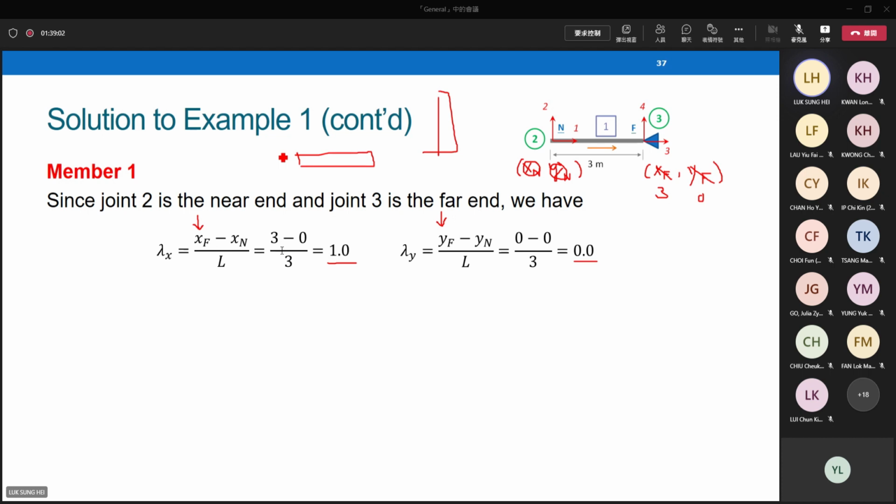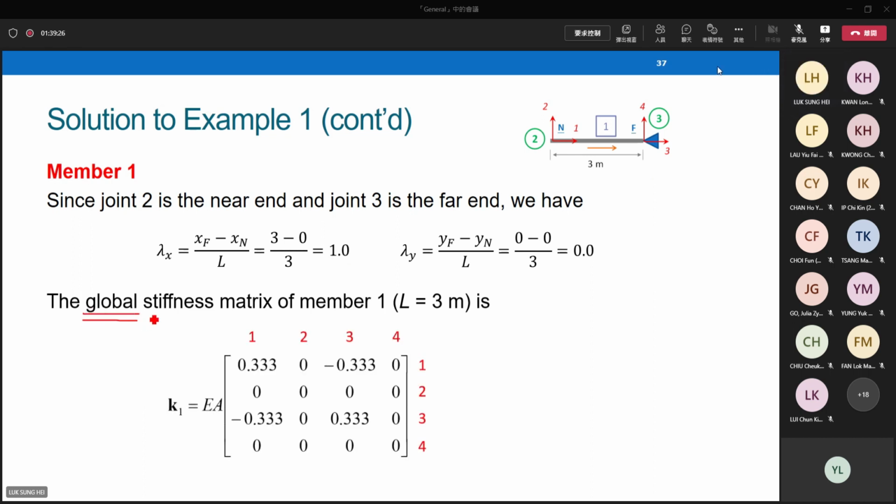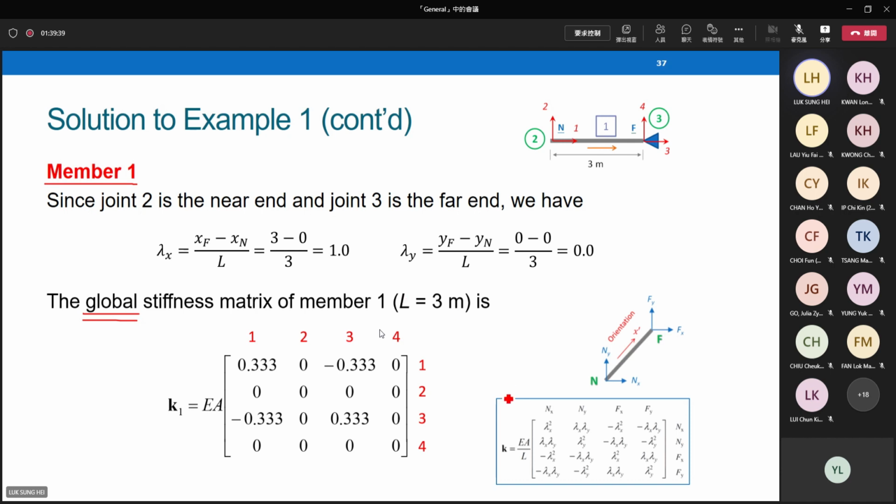However, for an inclined member, lambda x and lambda y are both non-zero, which makes the calculation more complicated. So once we have lambda x and lambda y, substitute their numbers back into our global element stiffness matrix. Put that into the matrix, then we will have this element matrix in the global system for element 1. This is what it looks like.